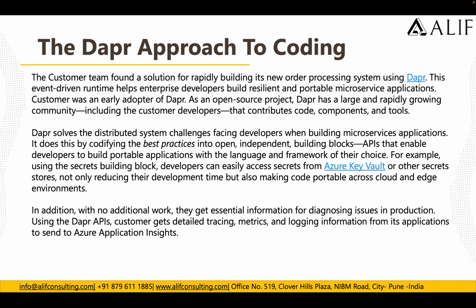It does this by codifying best practices into open source, independent, building-block APIs that enable developers to build portable applications with the language and framework of their choice. In addition, with no extra work, they get essential information for diagnosing issues in production. Using the Dapr API, the customer can get detailed tracing, metrics, and logging information from its application sent to Application Insights.